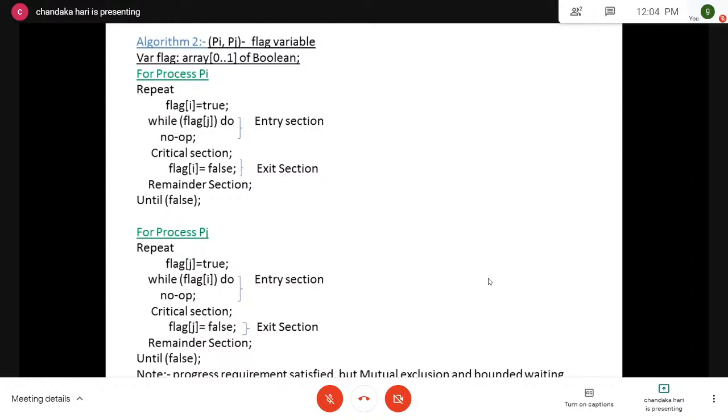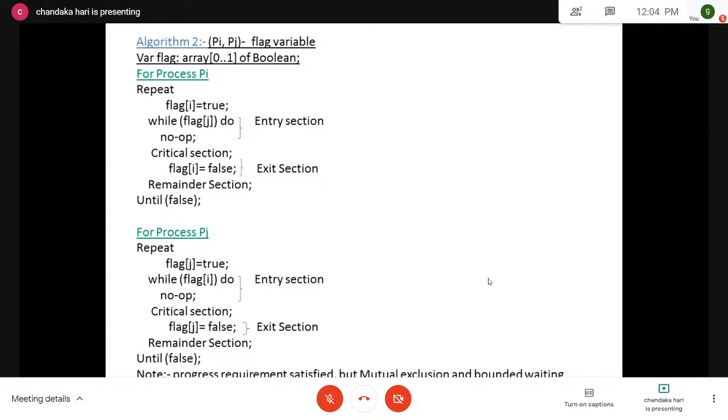Now you clearly observe it. Mutual exclusion is partially satisfied. Why I am saying the word partially, I'll tell you. Let us take an example. First of all, I'll tell you how mutual exclusion is satisfied, then I'll explain the word partially.